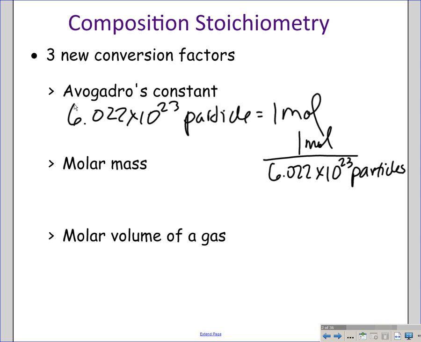And so if I had, let's say, given you 7 particles, really random number, but 7 particles, whatever that unit is will cancel with this particle unit, and if you calculate correctly, that will allow you to convert to the number of moles that 7 particles make up, which is going to be a really low number.